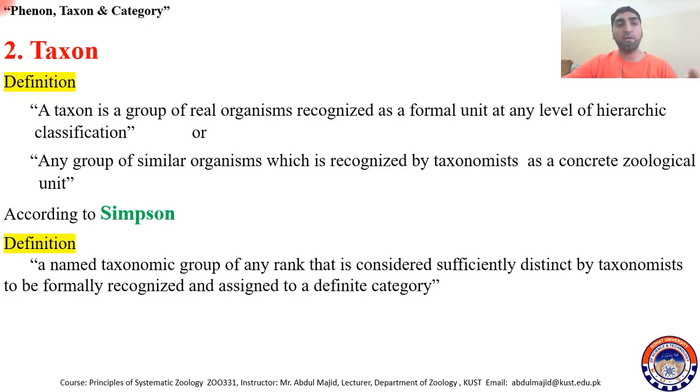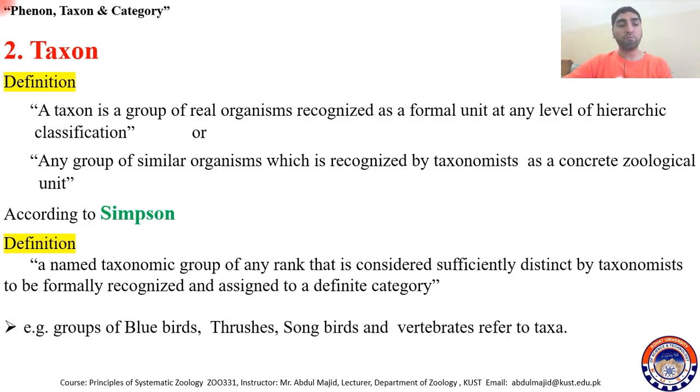Like birds and amphibians are placed in amphibians, and all amphibians are placed in amphibia, and all reptiles are placed in reptilia because of their different characteristics. So taxon is actually a group of organisms which is formally accepted, and that is in the hierarchic classification. For example, groups of bluebirds, thrushes, songbirds, and vertebrates refer to taxa.